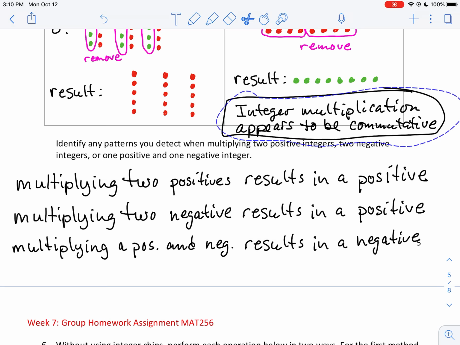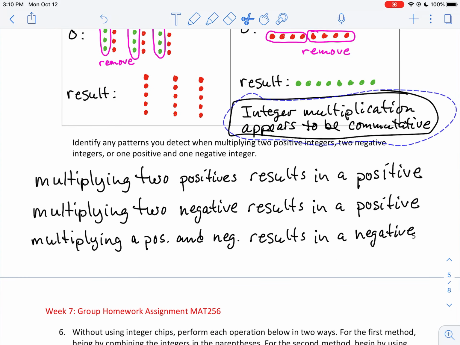And it is a commutative operation even with integers. And also we notice that if you multiply 2 positives, if you combine groups of positives, then you get more positives. So the result is positive. If you multiply 2 negatives, if you remove negatives, you get positive. And if you remove groups of negatives, you get a positive result.